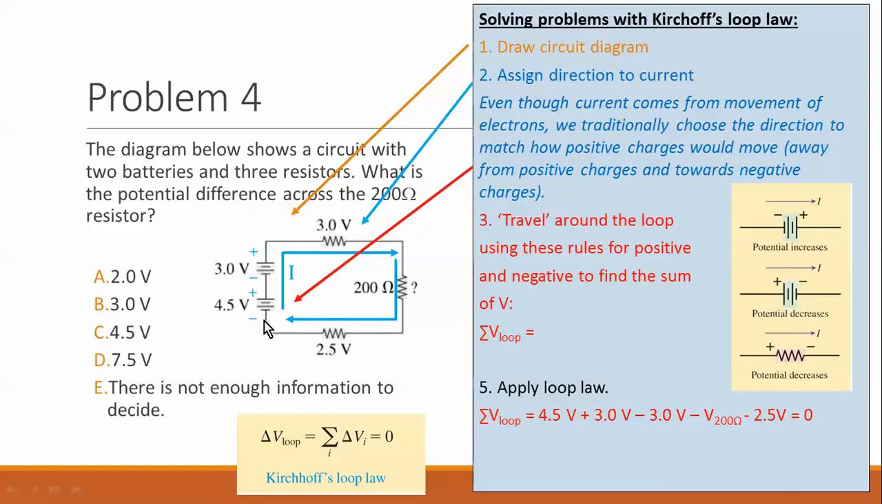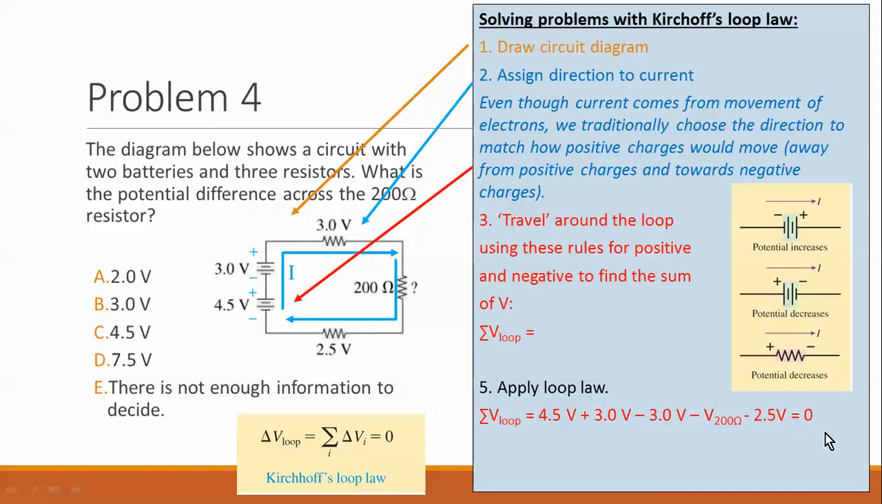So let's do our first one. Our first one is 4.5. We're going from negative to positive, so it's a positive 4.5. Now we're crossing another battery from negative to positive, so we're adding another 3.0 volts. Now we're going across a resistor, so we have a negative 3 volts. So 4.5 plus 3.0 minus 3.0 volts. Then we go across another resistor. We don't know the potential there, but we're going to write it as the potential across the 200 ohm resistor. It's negative because it's a resistor. And finally, we cross our last resistor. Since it's a resistor, our potential goes down, so it's negative 2.5 volts.